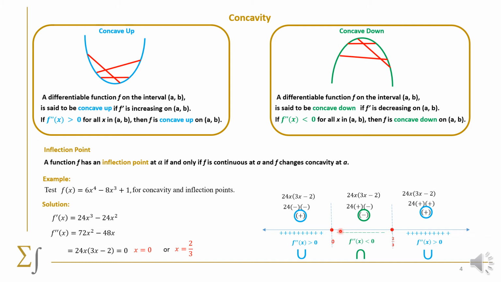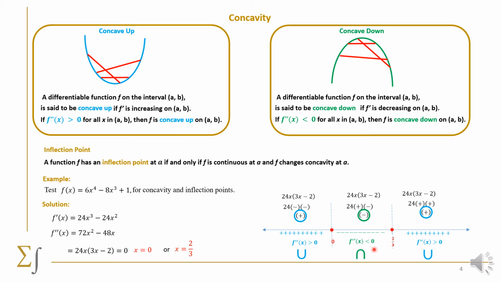Now, we notice that the function changes concavity to the left and to the right of 0. So, according to the definition, we call 0 a value of x where we have an inflection point. And whenever we say the word point, we mean that we want to have an x coordinate and a y coordinate. So the x coordinate is 0, and for the y coordinate, we put 0 in the function, and we get y is 1.